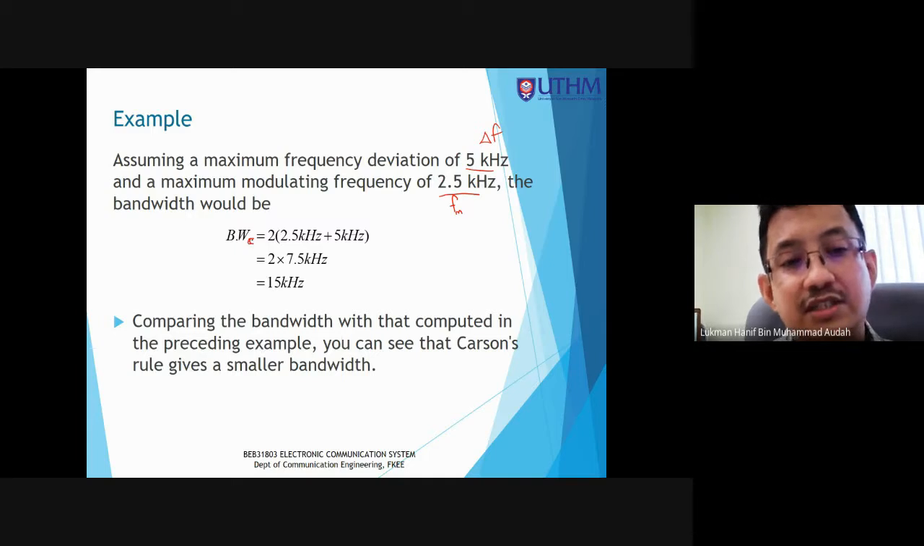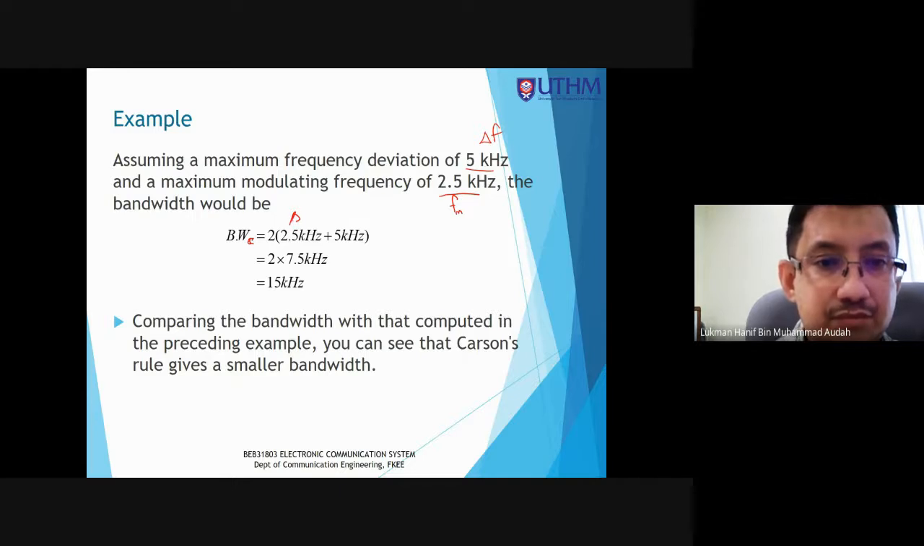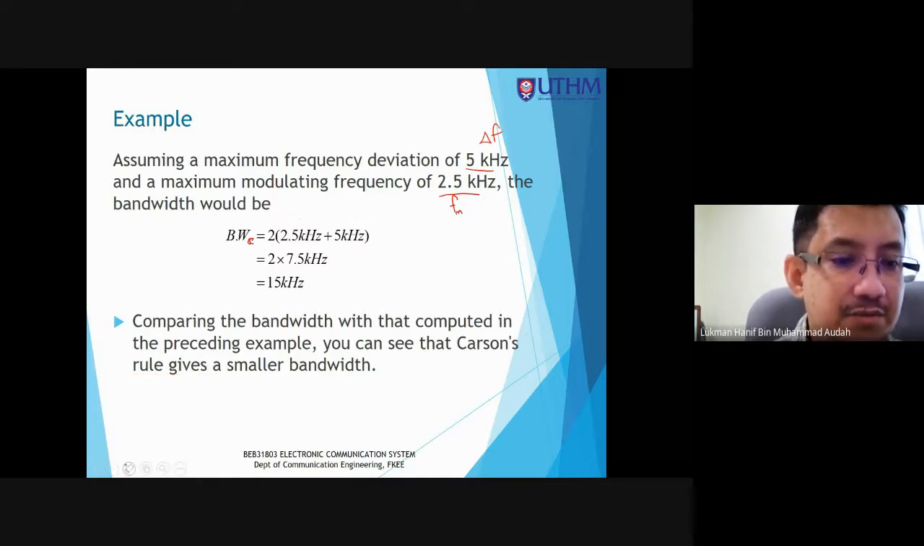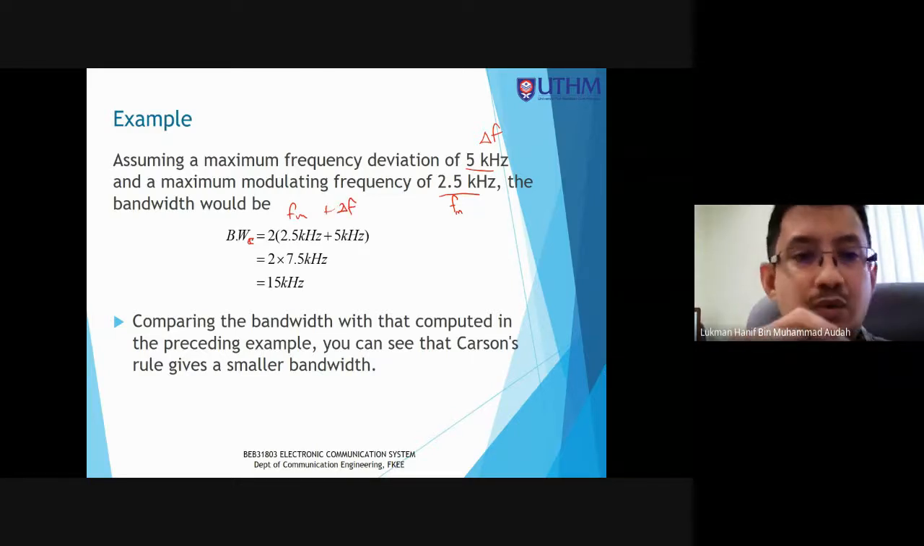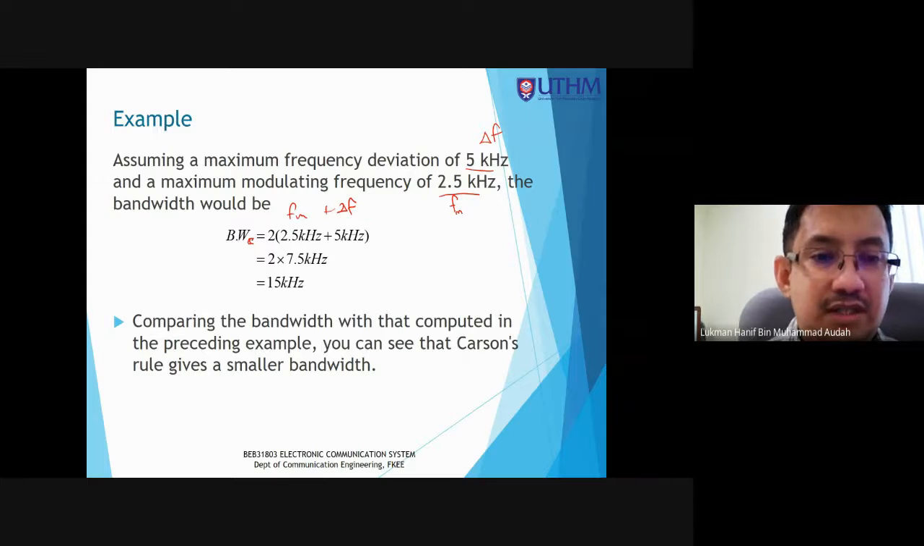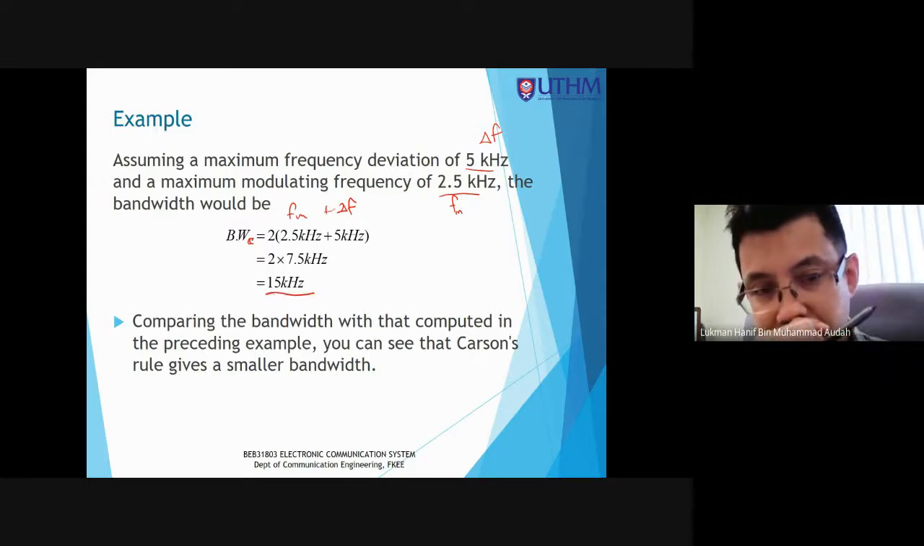Bandwidth Carson is equal to 2 times (Fm plus delta F). So in this case, it is Fm plus delta F. If you add and then multiply, you get 15 kilohertz.